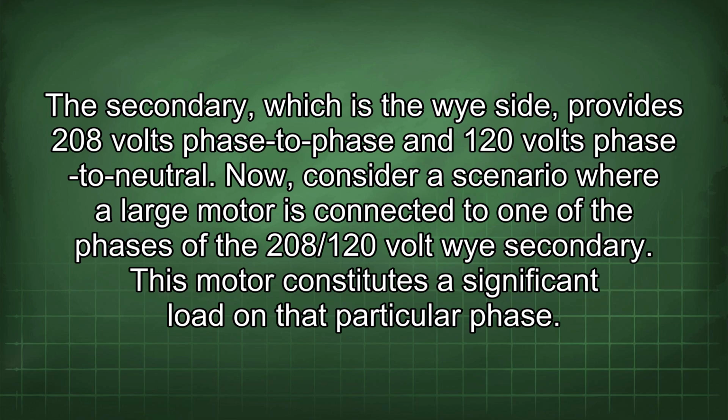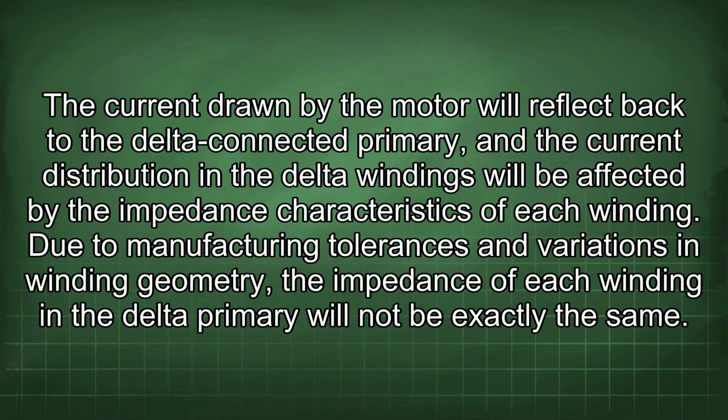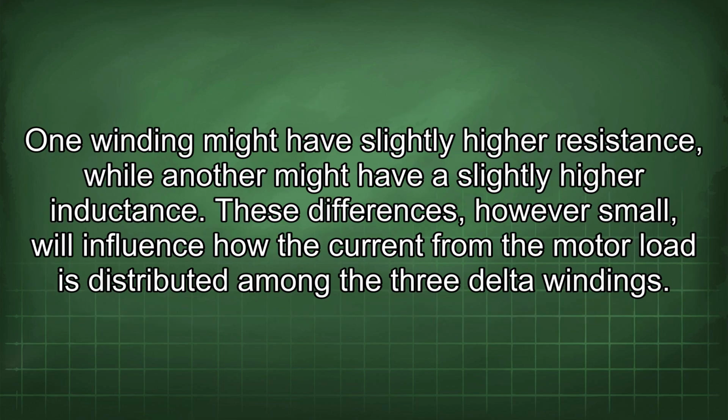Now consider a scenario where a large motor is connected to one of the phases of the 208/120 volt Y secondary. This motor constitutes a significant load on that particular phase. The current drawn by the motor will reflect back to the delta-connected primary, and the current distribution in the delta windings will be affected by the impedance characteristics of each winding. Due to manufacturing tolerances and variations in winding geometry, the impedance of each winding in the delta primary will not be exactly the same. One winding might have slightly higher resistance, while another might have a slightly higher inductance. These differences, however small, will influence how the current from the motor load is distributed among the three delta windings.